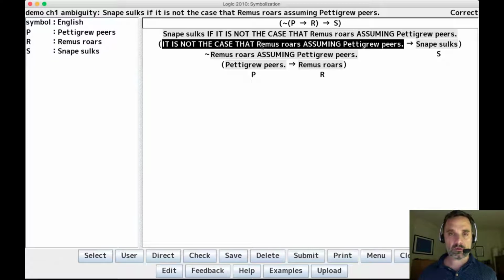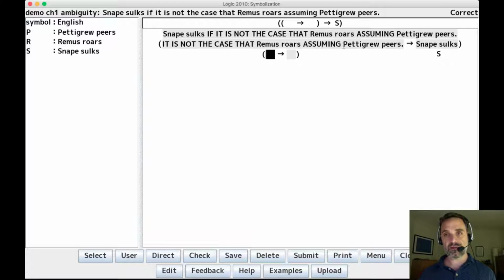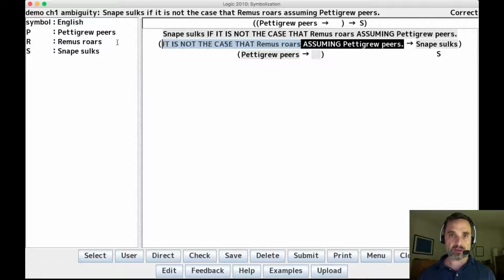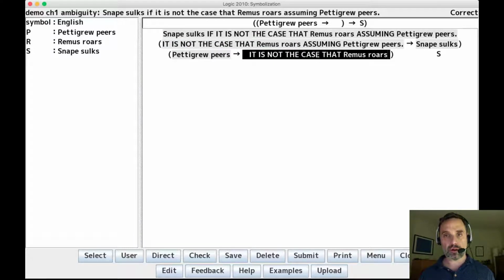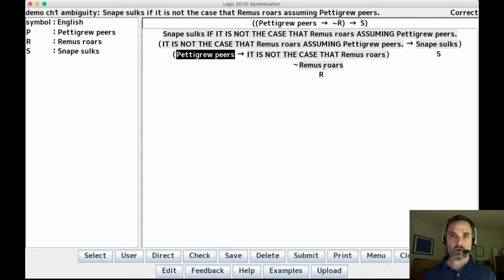Now we can go back here, and we could do one more answer. We noted that both it is not the case that and assuming passed the removal test. We did it with it is not the case that being the main connective, so now we do it with assuming that being the main connective. We'll truncate the work, and we'll say assuming is going to be our main connective. Assuming is an if. Assuming attaches to the antecedent, so the antecedent is there. And then it is not the case that Remus roars, the remainder, goes there. That's a negation of Remus roars. And so we'll have R there, and let's put in the P for Pettigrew appears, and that's our last symbolization. So we get three symbolizations from this sentence.